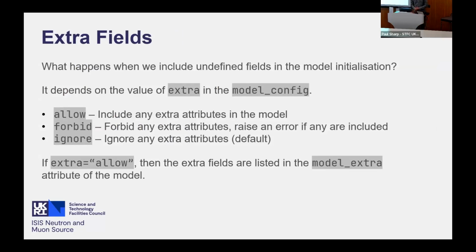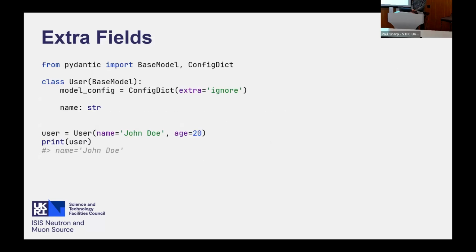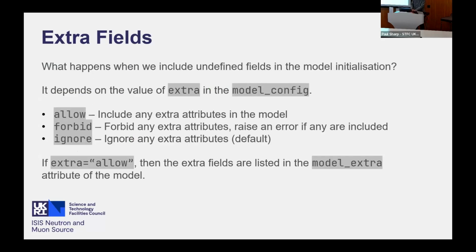So the other thing I wanted to talk about then was what happens with regard to extra fields. If you throw extra fields into your model, how does that respond? The answer is it depends on the value of extra in your model config. So you have the options that you can allow, which is including any extra attributes in the model. Of course, it won't do any validation because you haven't put any validation in, but it'll just include what you've put in. You can forbid it, which means that you raise an error if there are any fields put in that are not part of the model. Or you can ignore any extra attributes, which is the default, which is just cast them aside quietly.